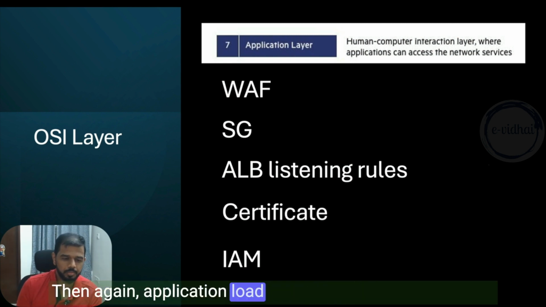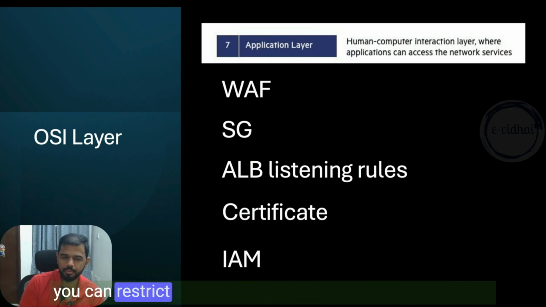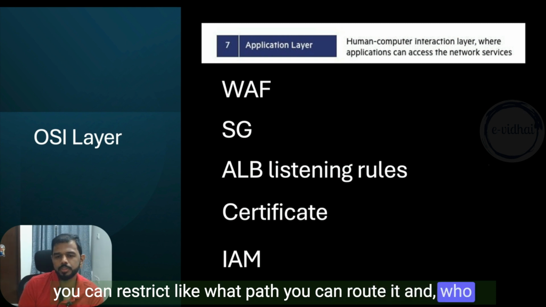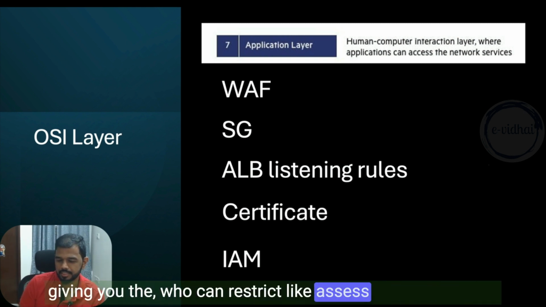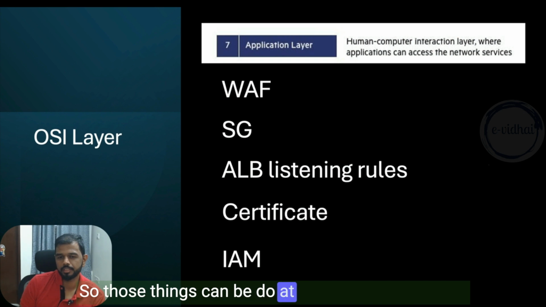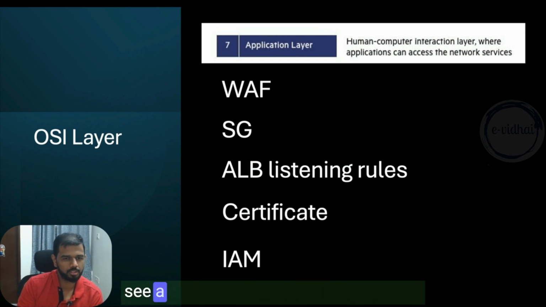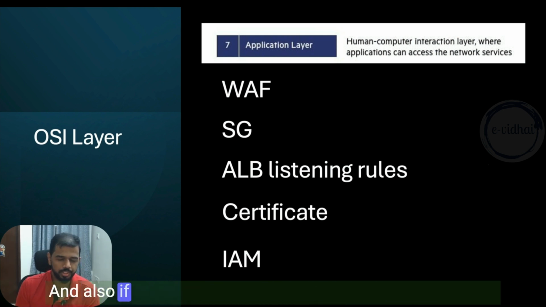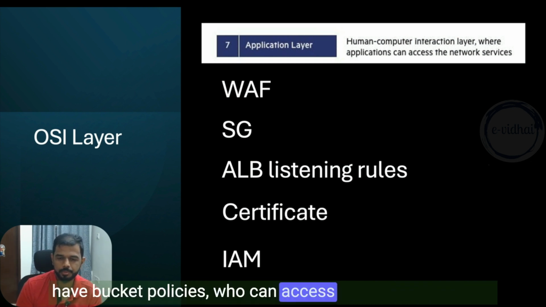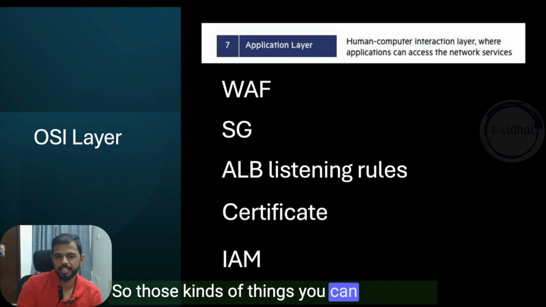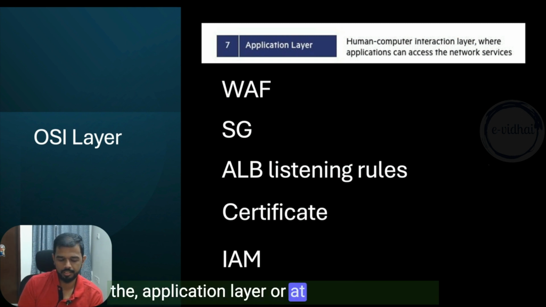Then again, the application load balancer, where you can restrict what path you can route, and restrict who can access your domain. Those things can be done at the ALB listener rule. Then you have the certificate. Whenever you hit a domain, you always see a lock icon on the browser, right, to ensure that the domain is secure. And if you're using things like buckets, you can have bucket policies on who can access a specific bucket. Those kinds of things you can control at the application layer or at the upfront part.